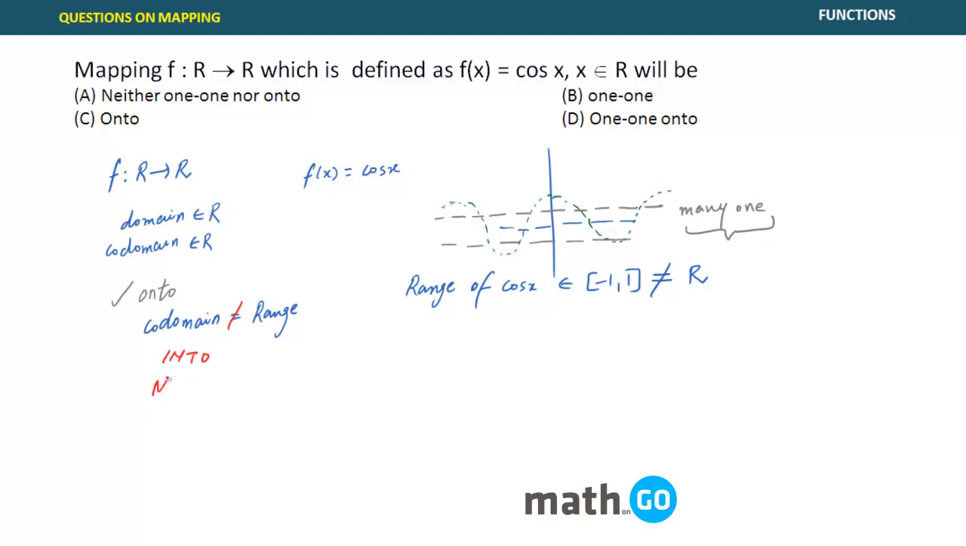So there are two properties of this function. This is first of all many-1, and at the same time into. So among the options, neither 1-1 nor onto is the option we are looking for. Okay, this is how you solve these kinds of problems.